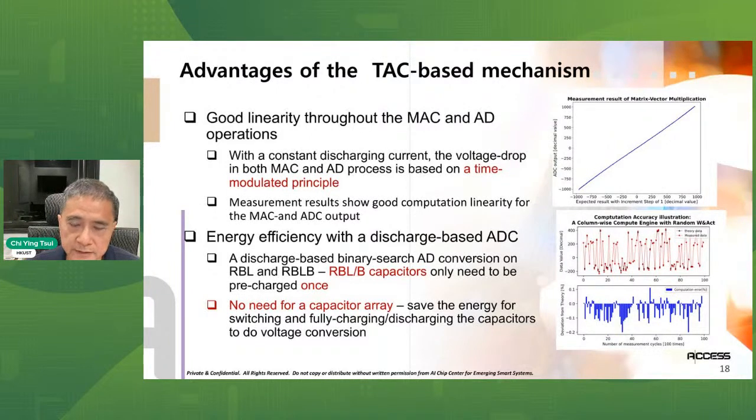AD conversion. At the same time, the only additional hardware you need is basically some comparators. So we can achieve parallel operation by having a comparator for each column.